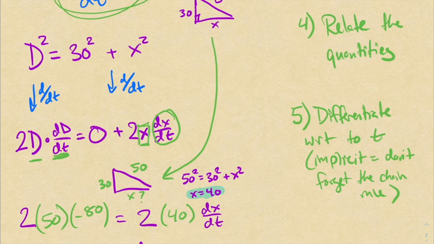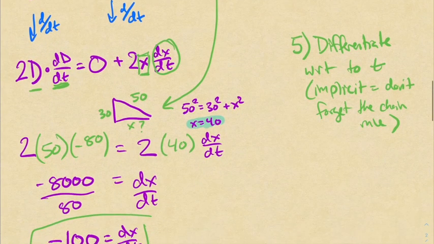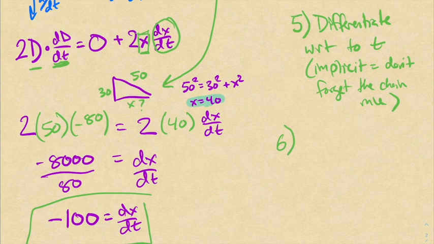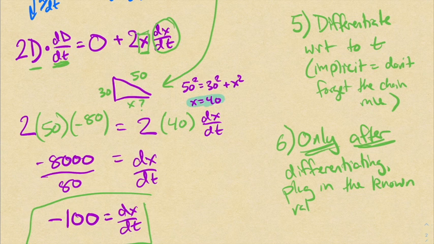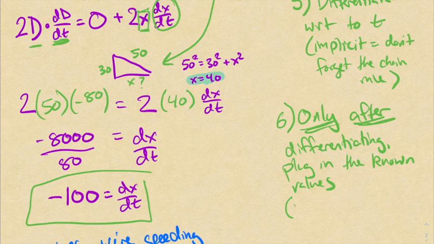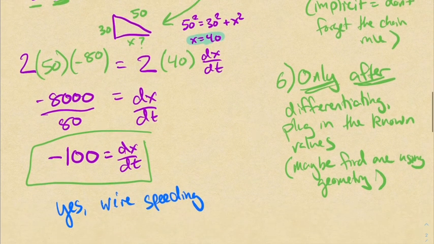Right, the chain rule is what told us that when we apply the power rule here, we had to also multiply by the derivative of d, sort of the inside function, to the square. And only after we differentiated, and this is the same as implicit differentiation, only after differentiating did we plug in the values. So we plugged in the known values. We knew d, we knew dd/dt. We needed to solve for x. Let's say using geometry. And then solve.